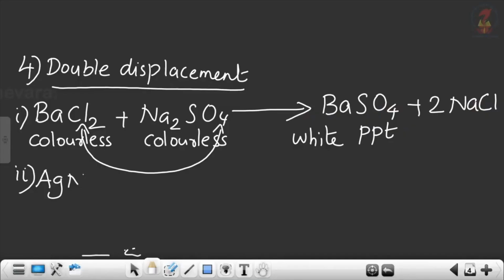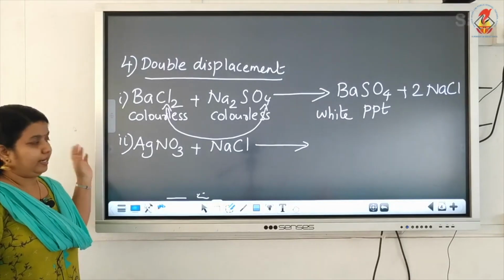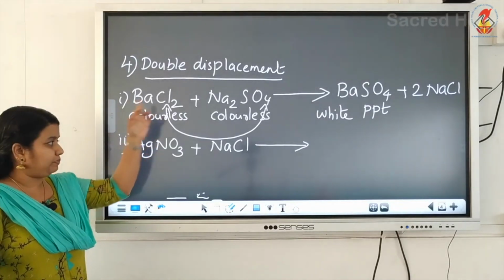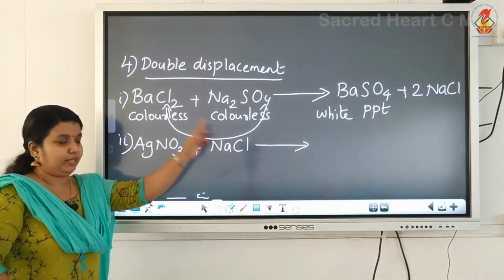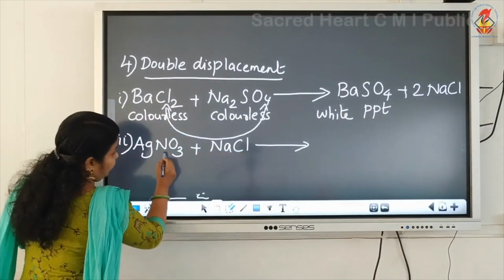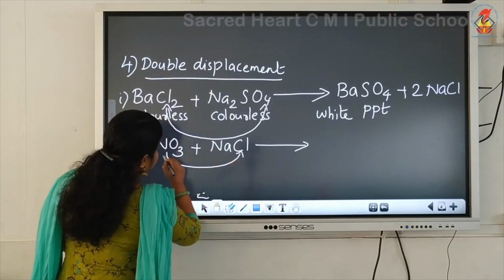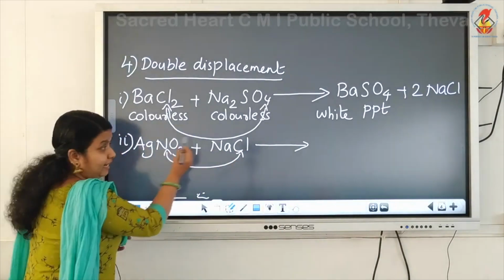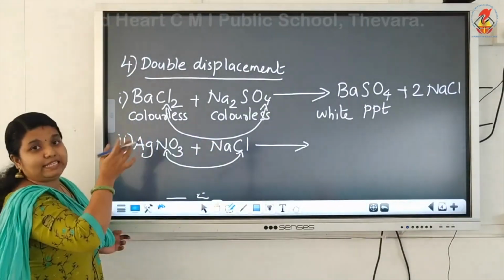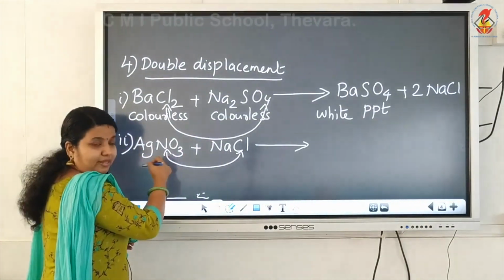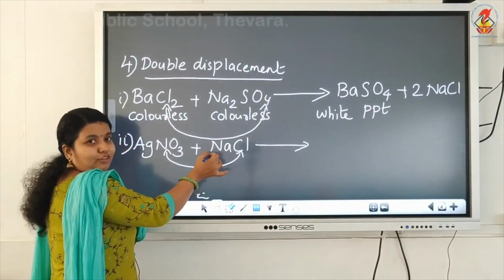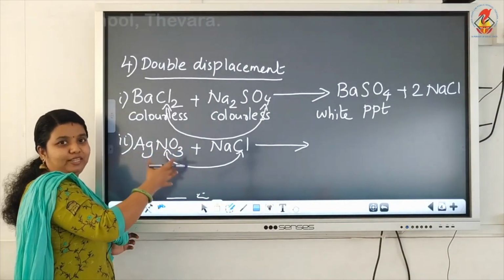Here we mix a colorless solution of silver nitrate with a colorless solution of sodium chloride. Colorless solution of silver nitrate is mixed with a colorless solution of sodium chloride, and here also there is exchange. Nitrate radical and chloride ion are exchanged between the reactants. These two are the reactants here. So there is an exchange of ions or radicals between the reactants.